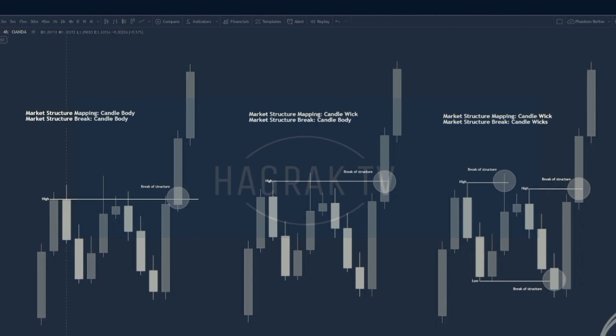They all come to the same endpoint, saying that price is moving upwards, we break structure, and we're creating higher highs. The only clear delineation between the first two is the body versus the wick, but the market structure break is both dependent on a break and close above structure with a body.